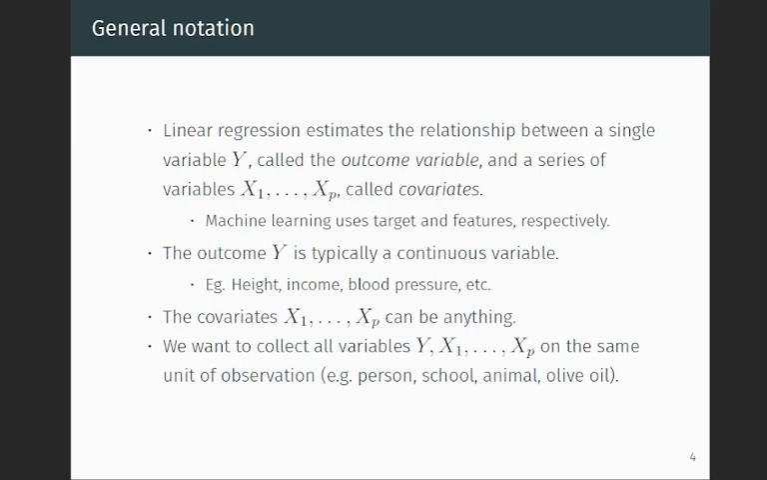Right, so the outcome y is typically continuous, like height, income, blood pressure, etc. But the covariates can be anything. We're not making any assumption about the type of variables that the x's could be. So we want to collect all variables on the same unit of observation, right? So for example, a person, a school, an animal, a type of olive oil, etc. So you can think of the y and the x's as coming as a vector. They're all measured on the same unit of observation.